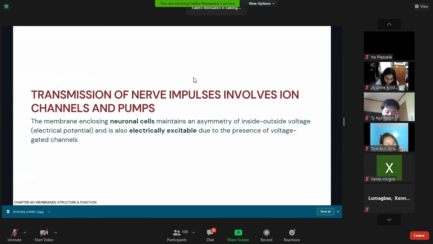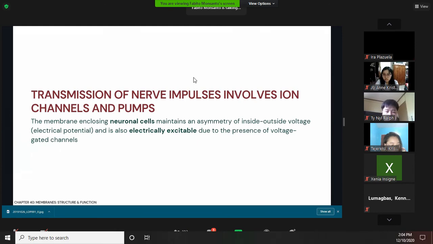Transmission of nerve impulses involves ion channels and pumps. So ion channels, we have that, and then pumps, just like your ATPase pump, which is mediated by energy. So ATP is being used.